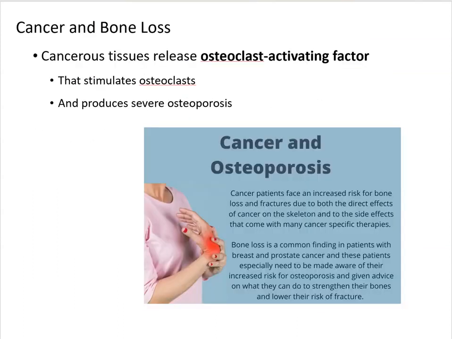And I just want to wrap up by mentioning that some cancers produce a protein that works basically like an osteoclast. It activates osteoclasts and can cause severe osteoporosis. So it's just something to know in certain cancer patients that they can be at a higher risk of osteoporosis. So this concludes our last lecture on the skeletal system.